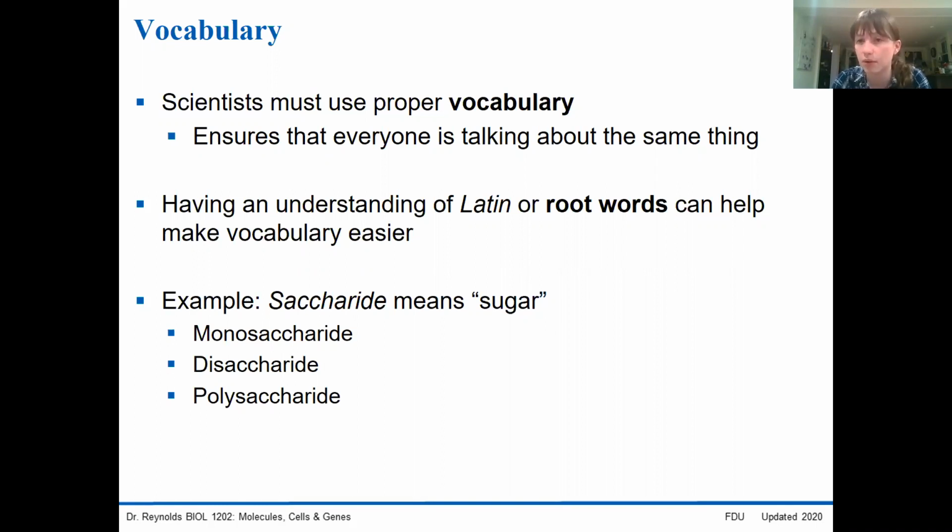So for example, if you know that saccharide is a word that means sugar, you only need to memorize that particular root word. Then you can apply some things you already know. For example, mono means one, di means two, and poly means many. So a monosaccharide is a one sugar molecule. A disaccharide is a two sugar molecule, and a polysaccharide is a chain of many sugars.